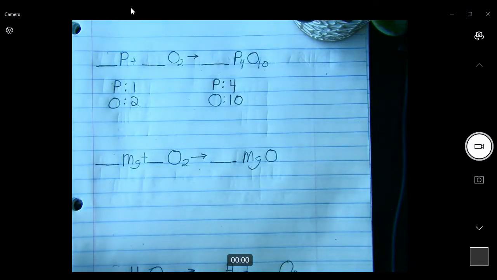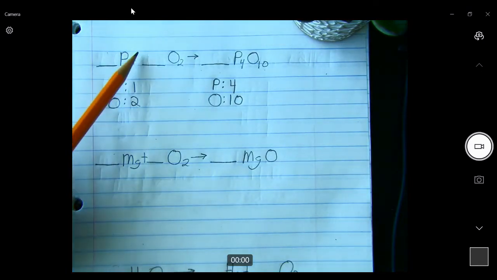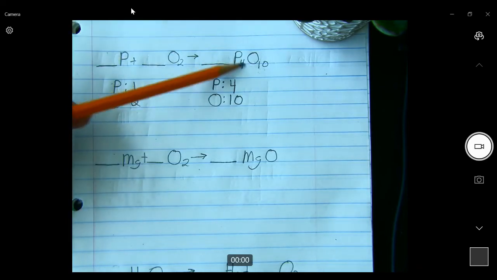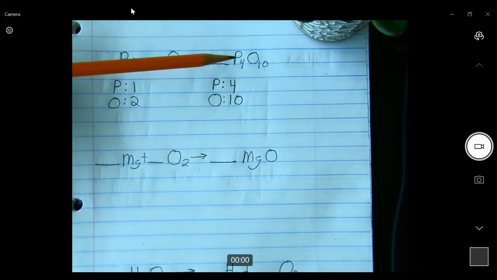All right, so now what you want to do is see if you have the same amount on the reactant side as on the product side. Left side, right side. On the left side you have 1 phosphorus, on the right side you have 4 phosphorus. So those are not balanced. On the left side you have 2 oxygen, and on the right side you have 10 oxygen. So those are not balanced either. And usually when you have individual atoms like this and you have a molecule like that, it's good to start with the bigger one. So let's start over here.